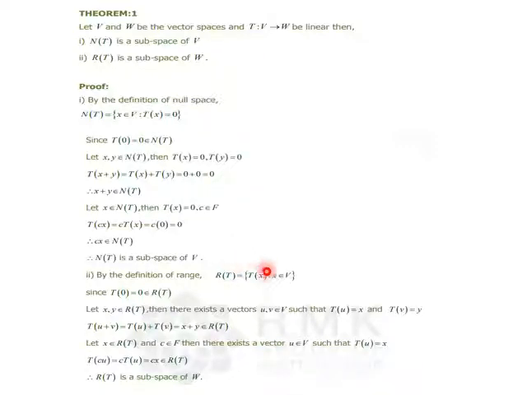Now, same pattern. This is the definition of range: R(T) has all Tx for x in V. Now, T of 0 is 0, therefore 0 belongs to R(T). Now consider x and y in R(T). Whenever x and y are in R(T), there exist elements u and v in V such that when you apply T, you get x and y. So T of u will be x and T of v will be y.